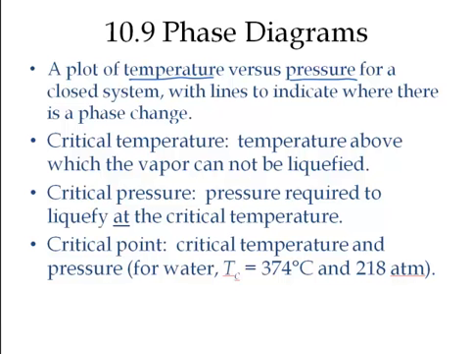Now there's a couple of points I'm going to show you on the graph, but I want to get the definitions down now. Critical temperature is the temperature above which the vapor cannot be liquefied. It doesn't matter what the pressure is, you cannot turn it into a liquid. The critical pressure is the pressure required to liquefy it at the critical temperature. And last but not least, the critical point is where these two meet. Above the critical point is kind of interesting because you get a phase of matter that's not really a liquid or a gas. It's kind of both.